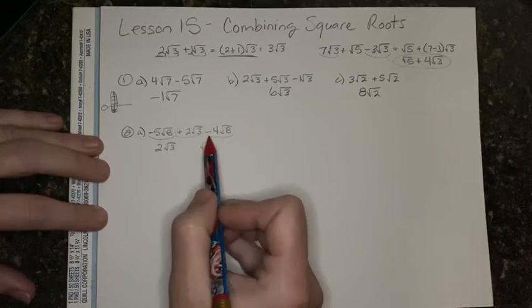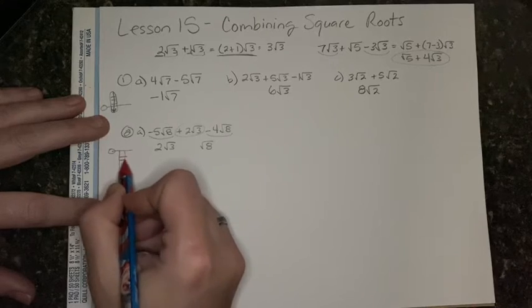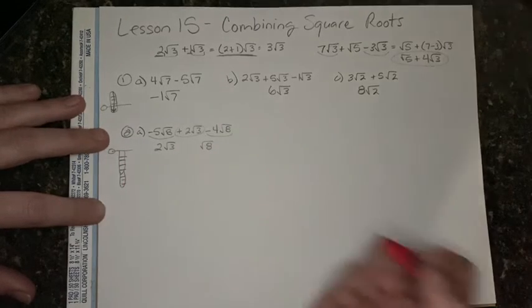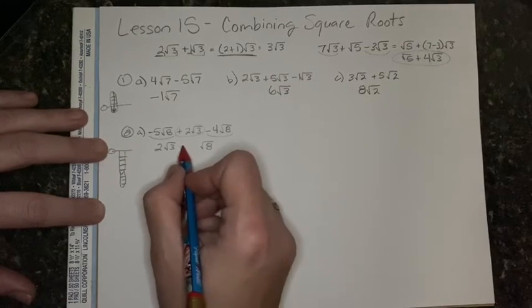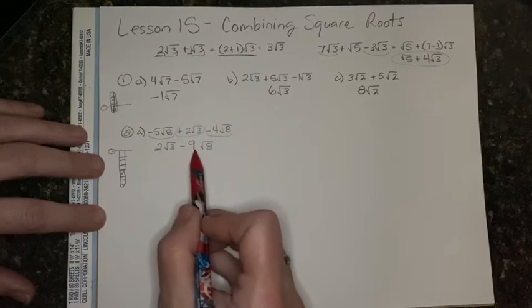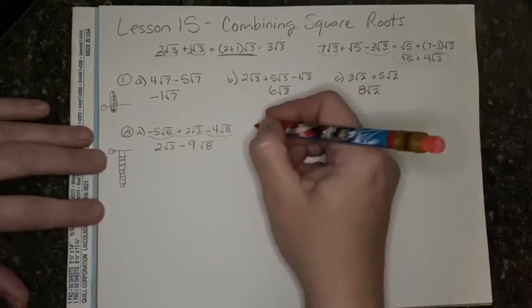Well, what is negative 5 minus 4? So we're starting at negative 5, and we're taking away 4 more spots. Where are we at here? We are at negative 9. So we have 2 times the square root of 3 minus 9 times the square root of 8.